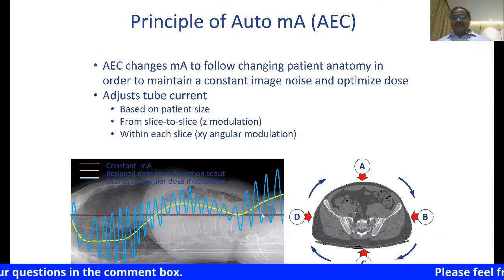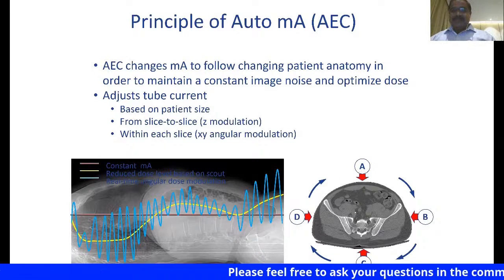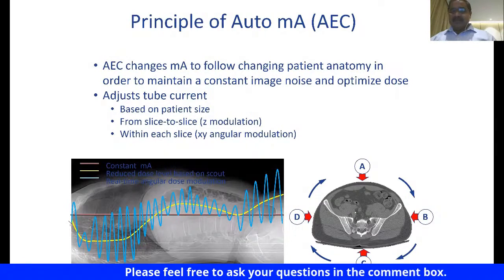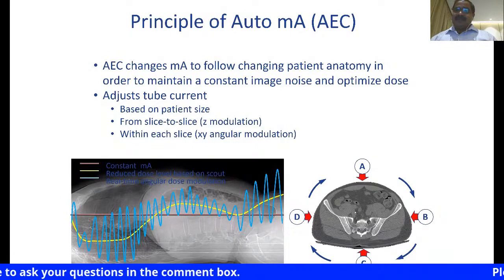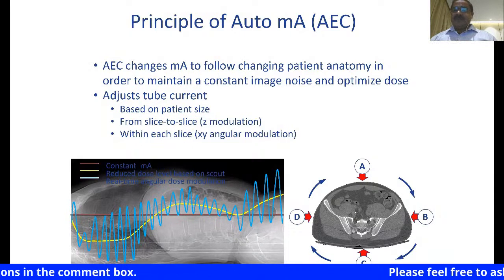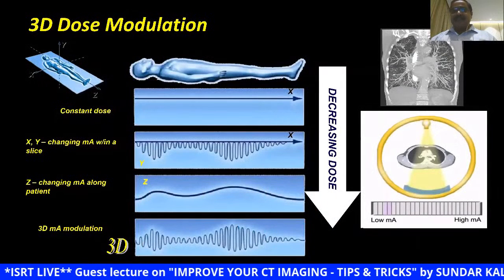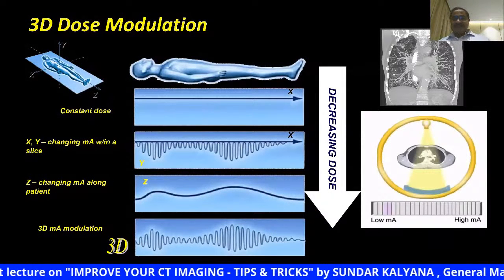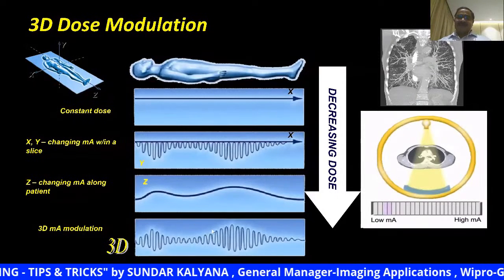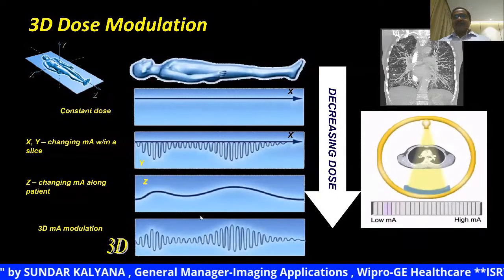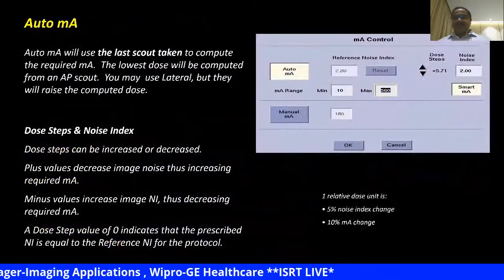How would you do this? The modulation of the mA from the anteroposterior dimension to the lateral dimension, as well as along the supero-inferior dimension, is calculated from your scout scan. So when you do two scout scans, the system does this calculation. That's the reason why you should not delete one scout. Please allow the system to take two scouts and determine your auto mA and smart mA.